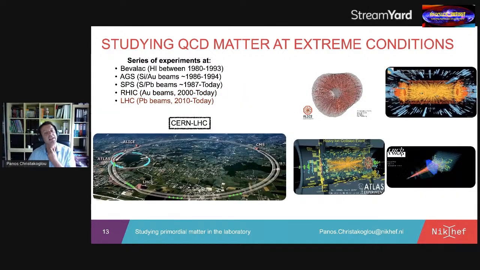Now, since 2010, the LHC switched on and started providing lead collisions at extremely high energies, an order of magnitude higher than the energies of the previous accelerator complex, RHIC. So this is, again, an aerial photo of CERN, with the SPS being here, and this is the LHC.